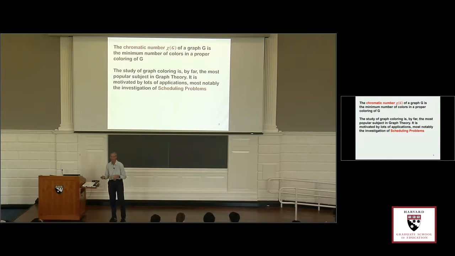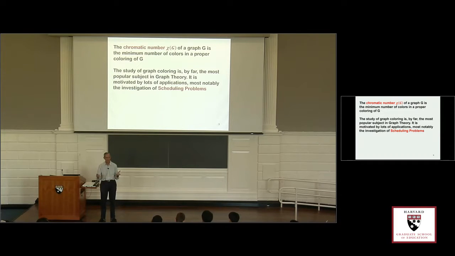Now the chromatic number of a graph G is denoted usually by chi of G. So this is the minimum number of colors so that there exists a proper coloring of the graph with that many colors. And I wrote here that the study of graph coloring is by far the most popular subject in graph theory.